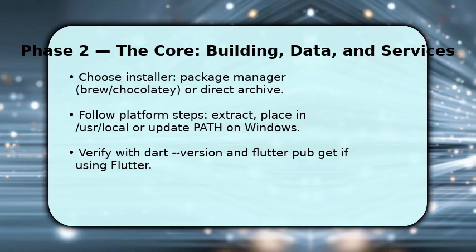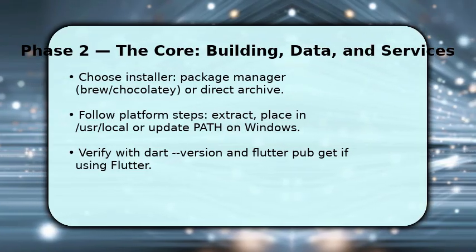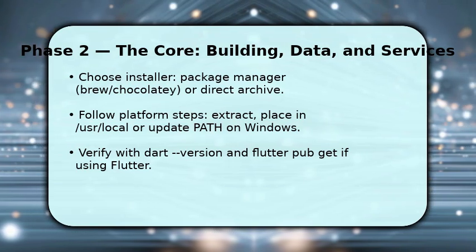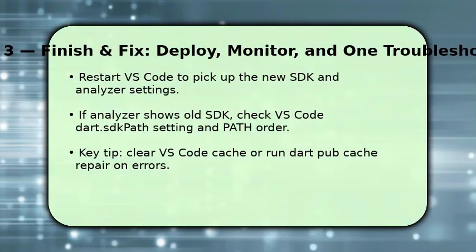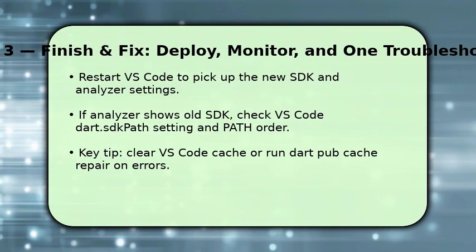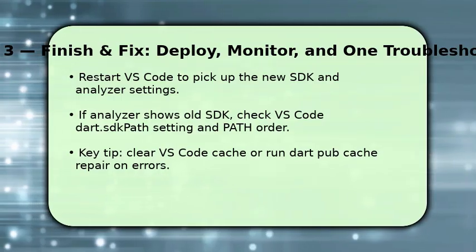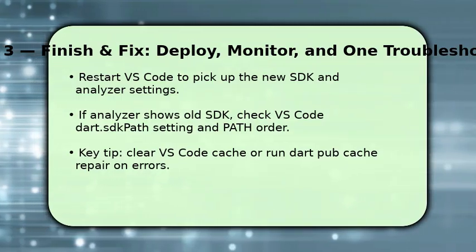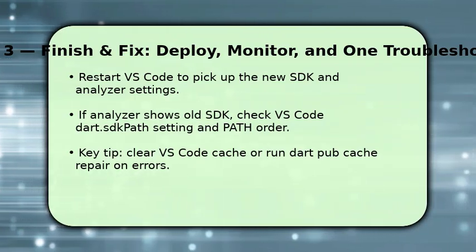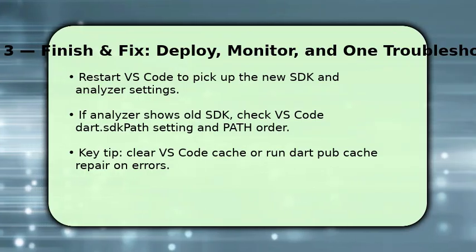If your project uses Flutter, run flutter pub get to refresh packages and lock files. To finish, restart VS Code so the analyzer and language server pick up the new SDK. Make sure the integrated terminal reflects the updated path. If VS Code still reports the old version, open Settings and confirm the Dart SDK path or adjust your PATH order. The active binary must be first.